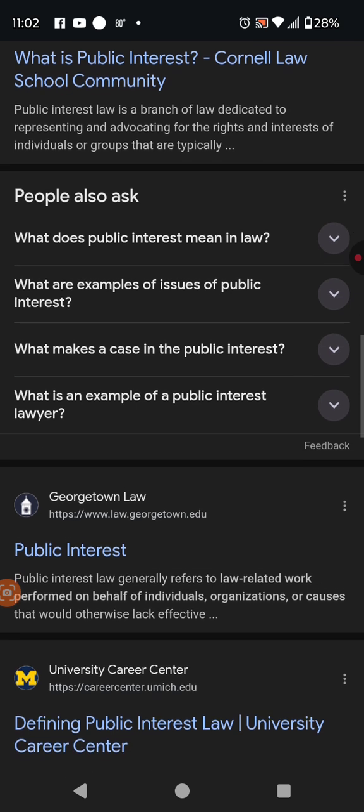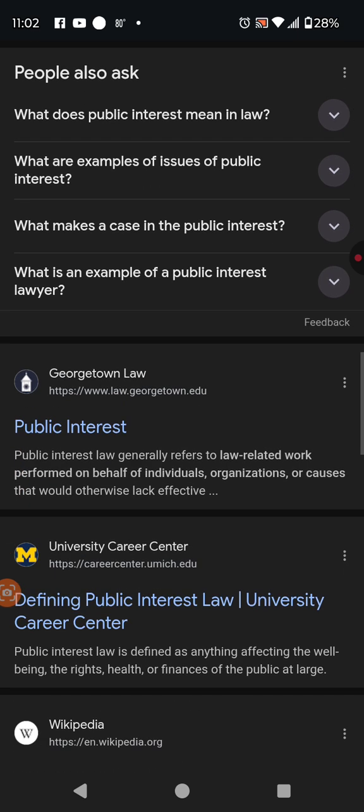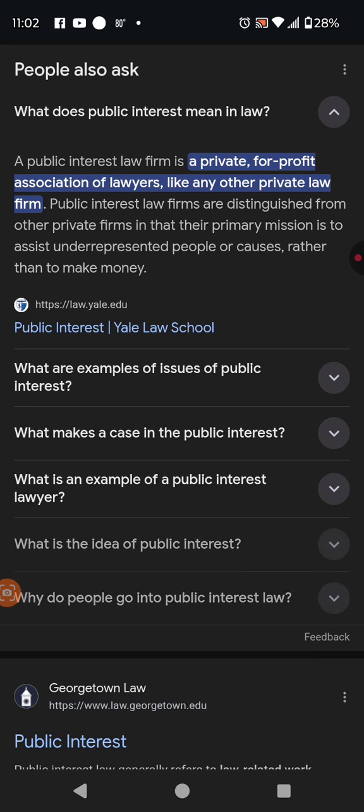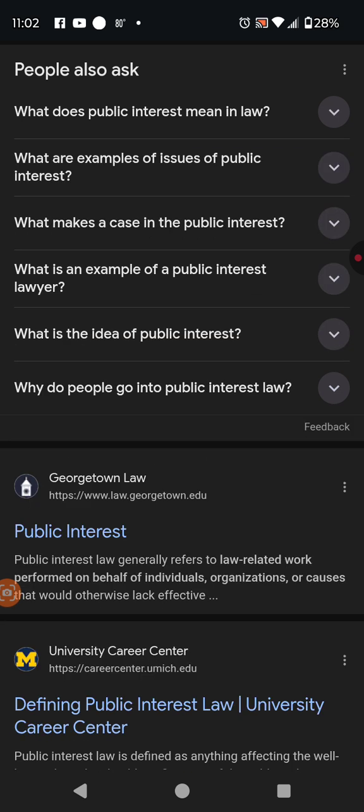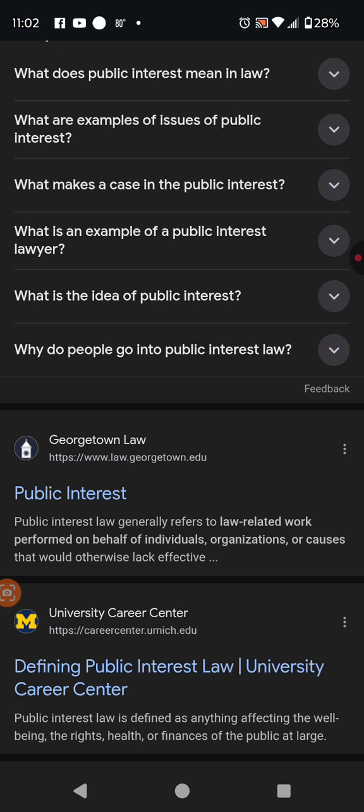What does public interest mean in law? What are examples? Public interest law. Primary interest to assist unrepresented people. Like I was telling you, if you don't demand your rights, if you don't demand these people do their job, they won't do it. You don't have a right to effective assistance of counsel if you don't demand it. It's guaranteed in the 6th Amendment of the U.S. Constitution, but if you don't demand effective assistance of counsel, you won't get it.